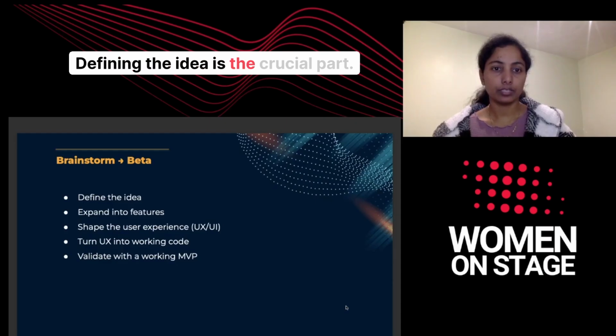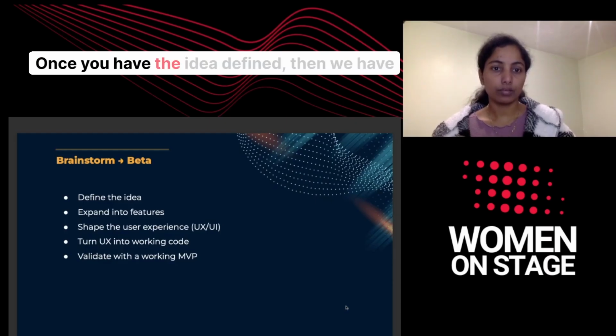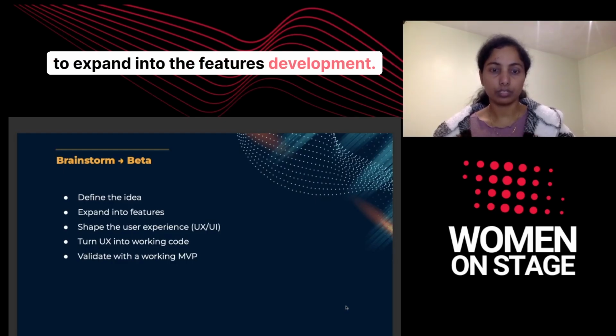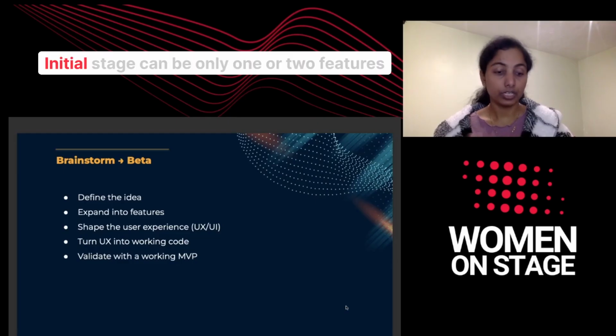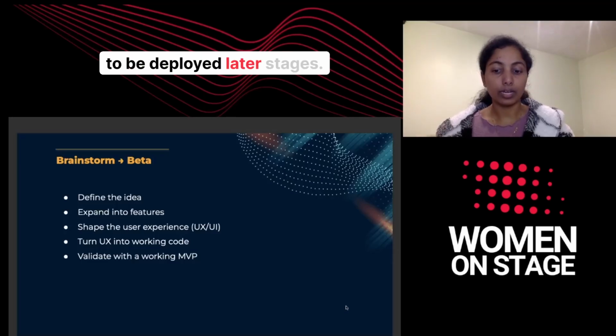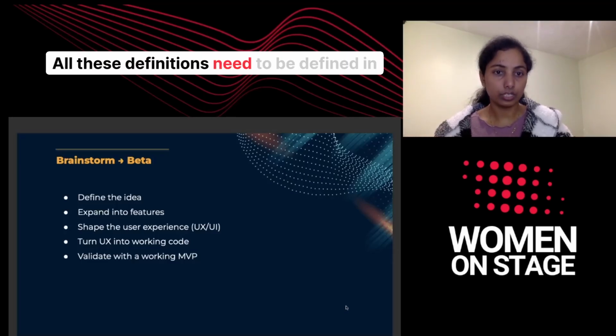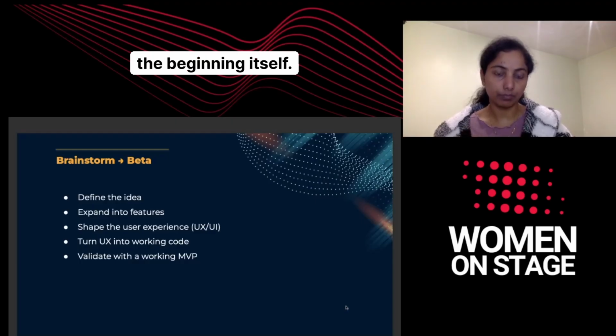Defining the idea is the crucial part. Once you have the idea defined, then we have to expand into feature development. What are the features you want to release, and at what stage? The initial stage can be only one or two features, or whatever the crucial features are, and then the features that need to be deployed in later stages. All these need to be defined in the beginning itself.